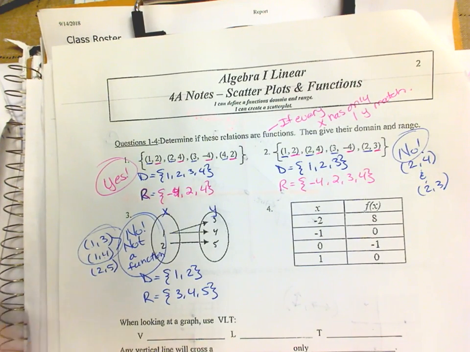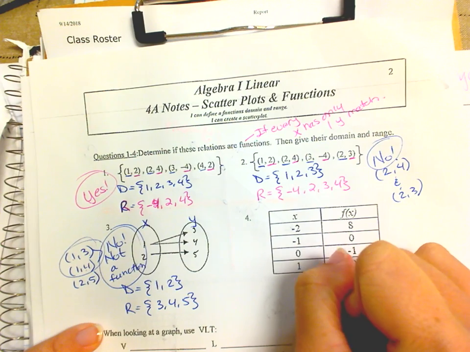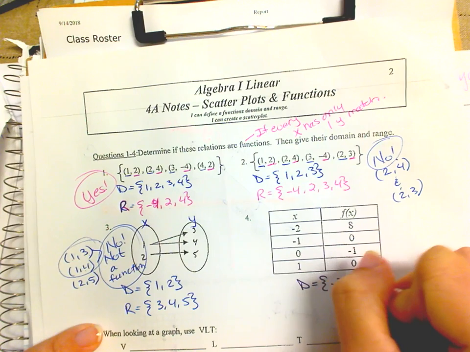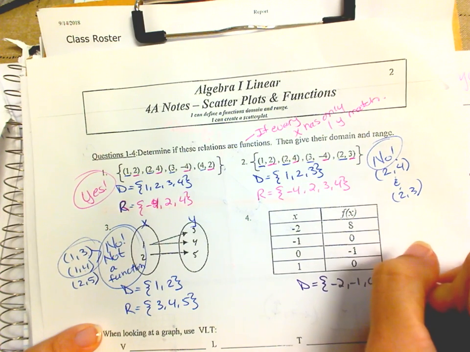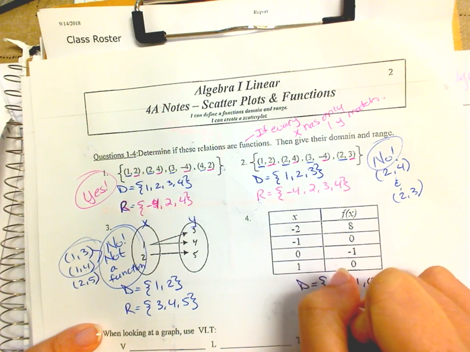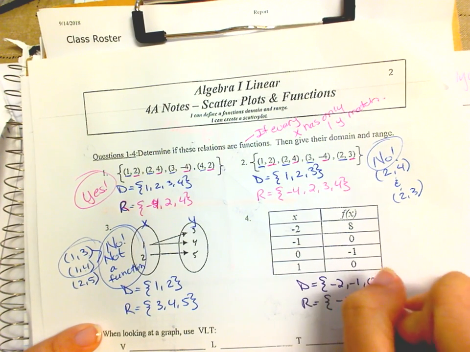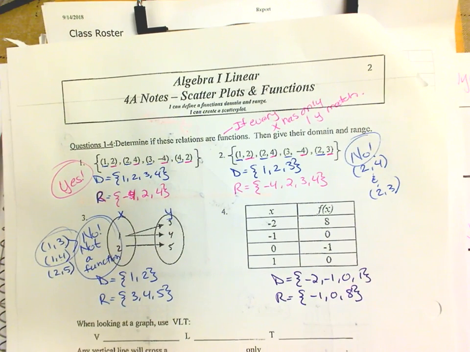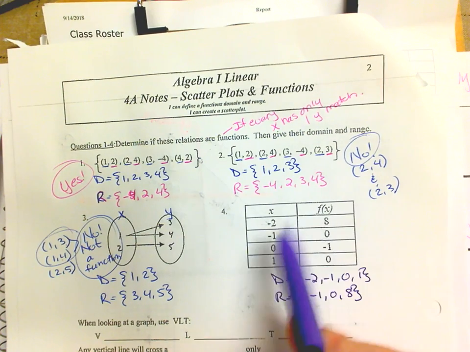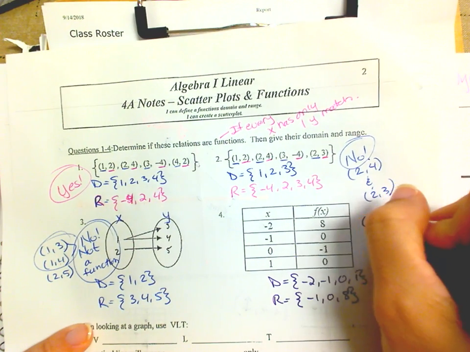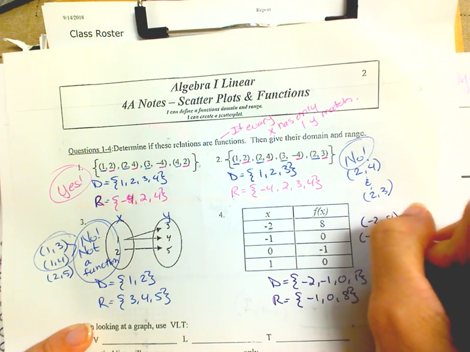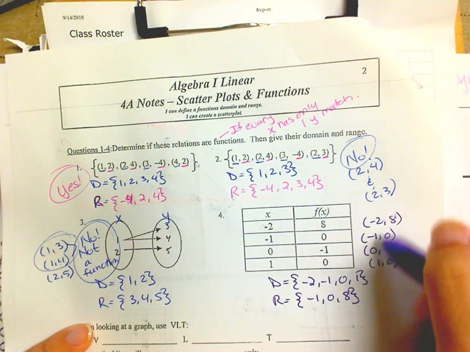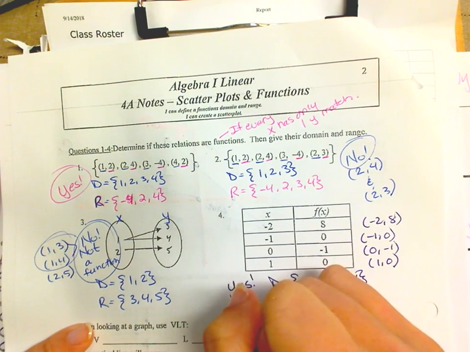And number 4, let's see, your domain. We've got your x's, they're in order already going down. And your range, you've got to put that in order. So -1, 0, 8. Again, the 0 is listed twice, but you do not have to write it twice. And then just looking at your x's, -2, 8. So again, this is like the ordered pairs -2, 8, -1, 0, 0, -1, and 1, 0. None of your x's repeat, so yes, this is a function.